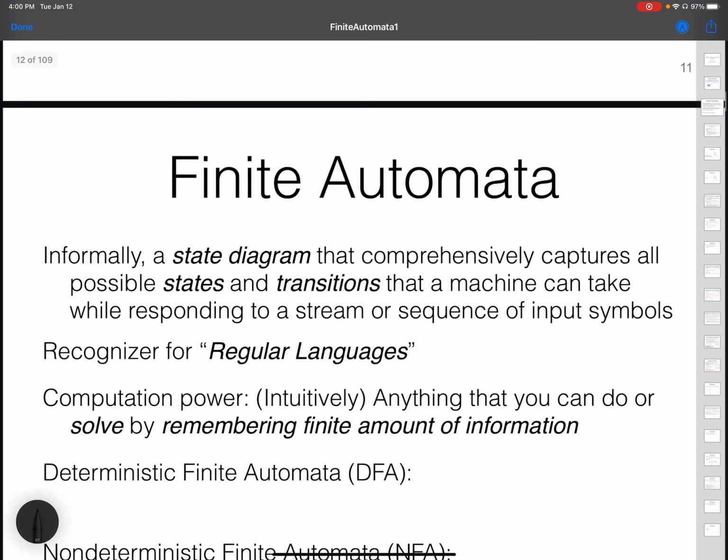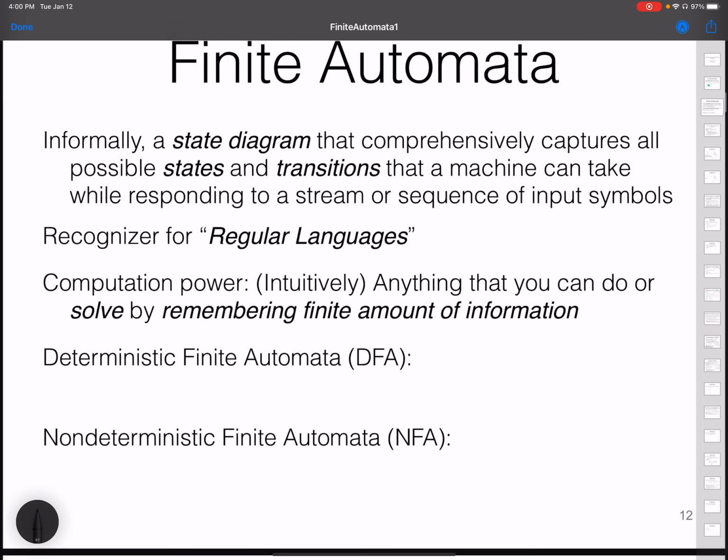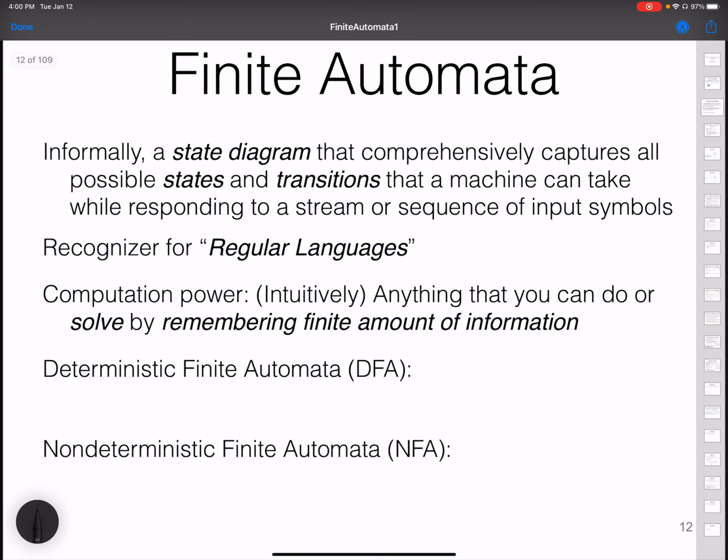We have two different types of finite automata. One is called deterministic, the other non-deterministic. It is important that deterministic and non-deterministic finite automata have the same power.